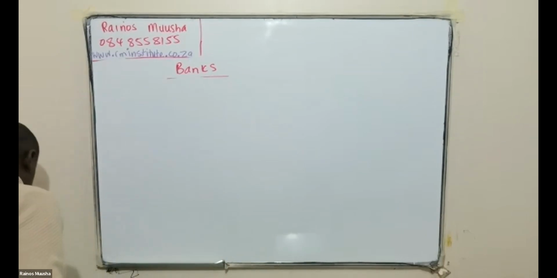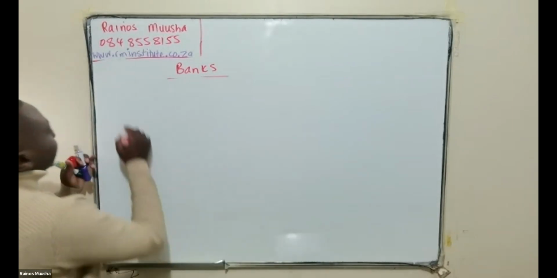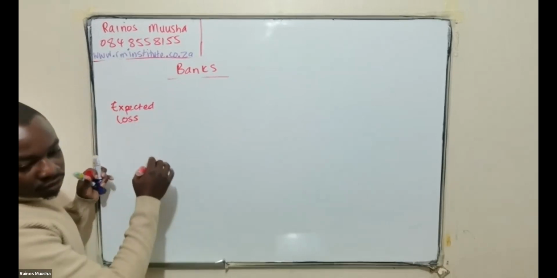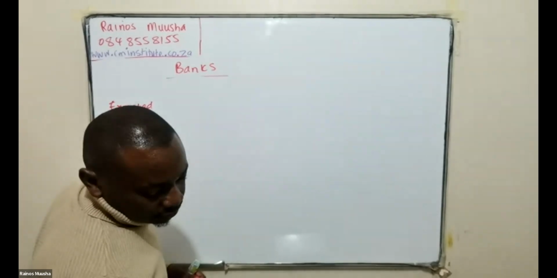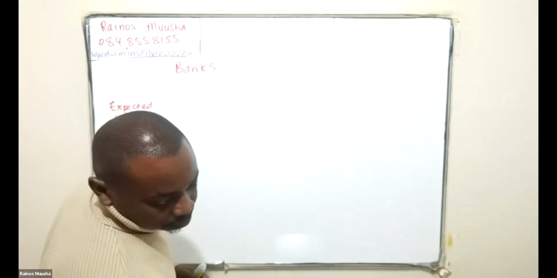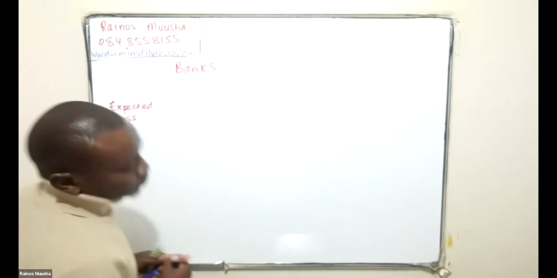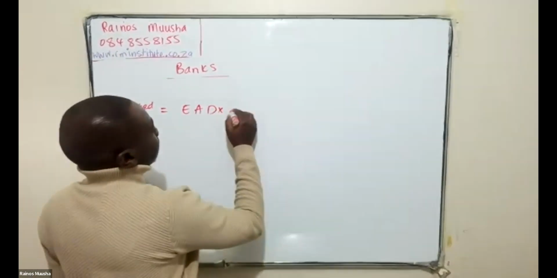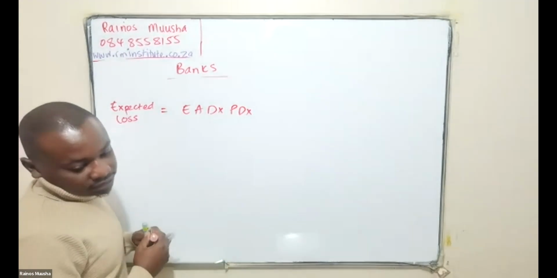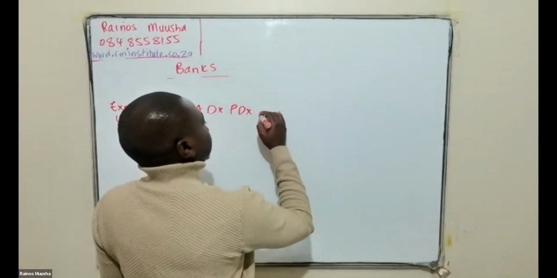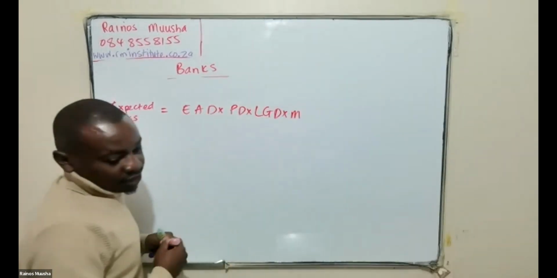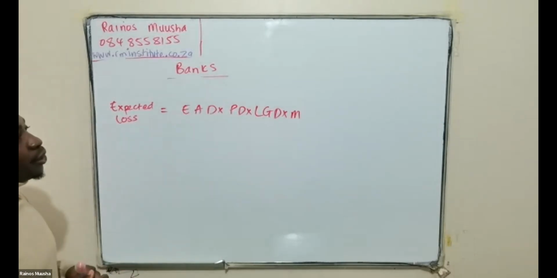Looking at the factors affecting credit risk, we would say your expected losses are a factor of exposure at default multiplied by probability of default multiplied by the loss given default multiplied by your term to maturity. So this is basically what affects your expected losses.